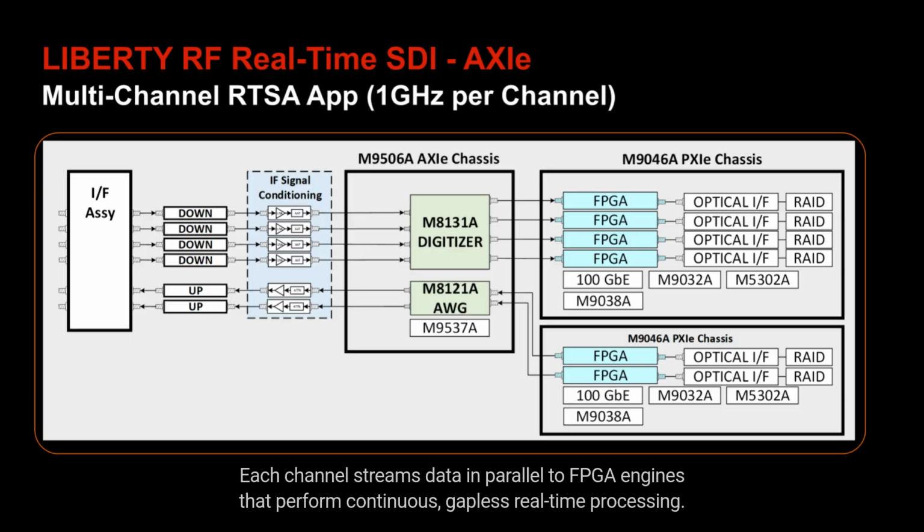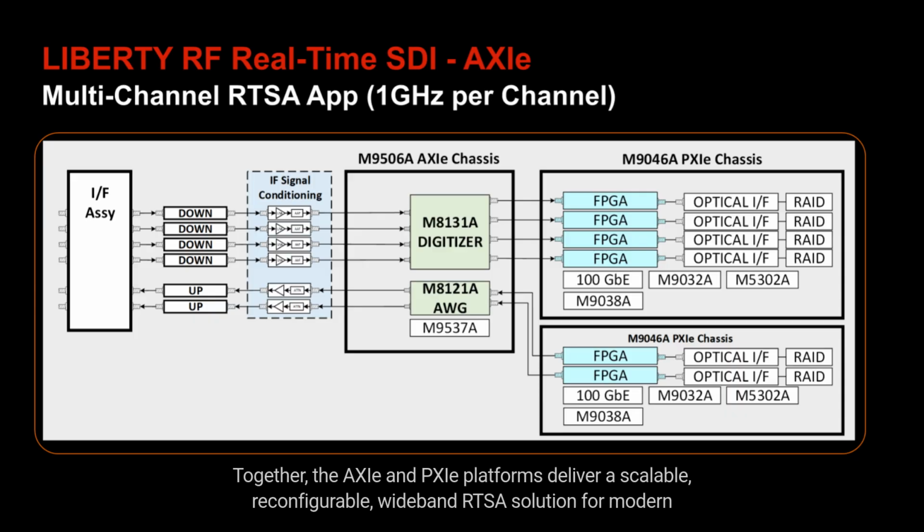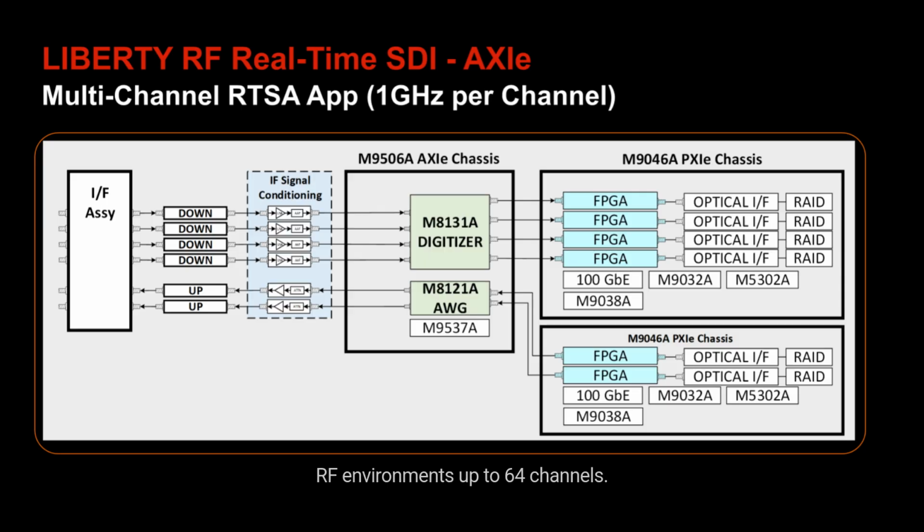Each channel streams data in parallel to FPGA engines that perform continuous gapless real-time processing. Together, the AXIe and PXIe platforms deliver a scalable, reconfigurable, wideband RTSA solution for modern RF environments up to 64 channels.